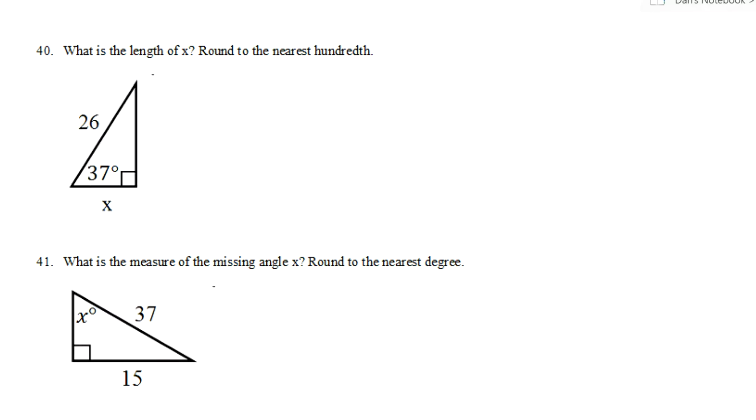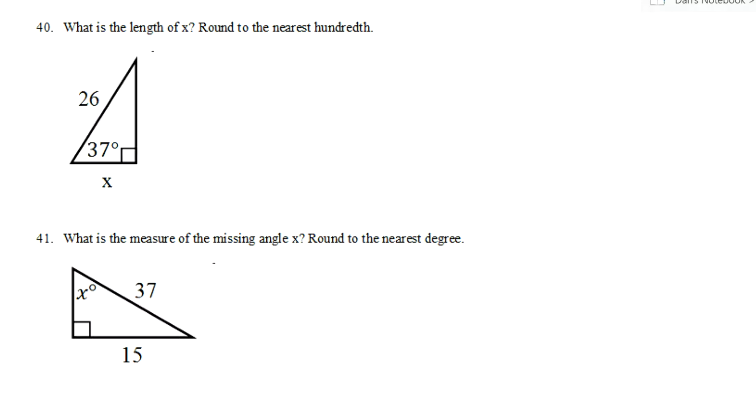Okay. Number 40, what is the length of x? Same idea. This time, since we're starting at the 37, the x is the adjacent side. The 26 is the hypotenuse, which means we're going to use cosine 37 equals adjacent x over hypotenuse 26. Multiply both sides by 26. So 26 cosine 37.